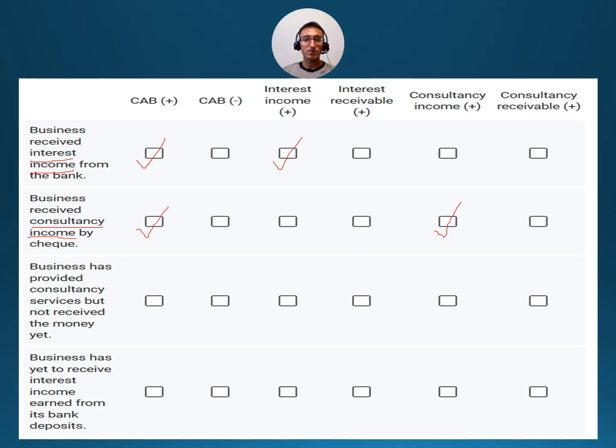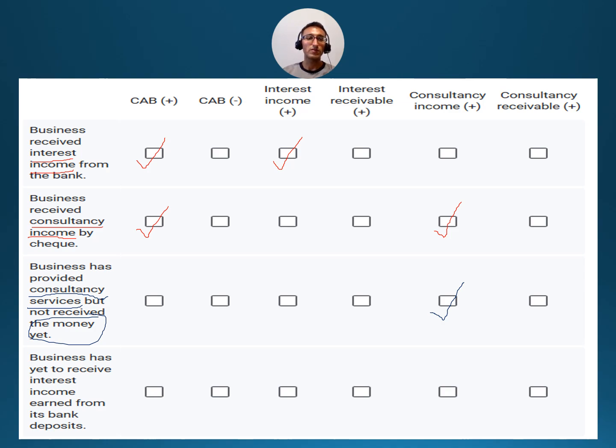Next example is a little bit more tricky. However, let's look at it closely. The business has provided consultancy services, which means the business has earned more in the form of consultancy because they have provided some work or service to this other party. However, the business has not yet received the money. Since they have not yet received the money, we should not affect the cash at bank account.